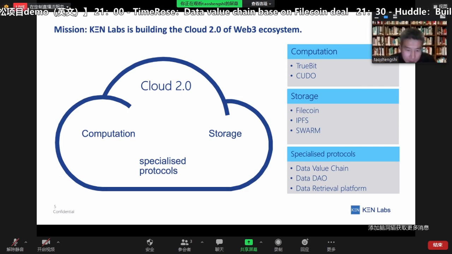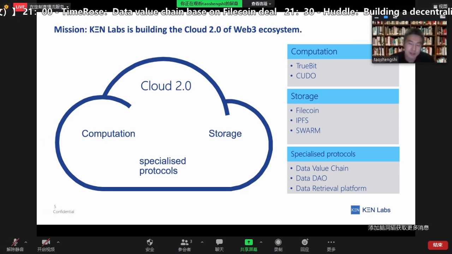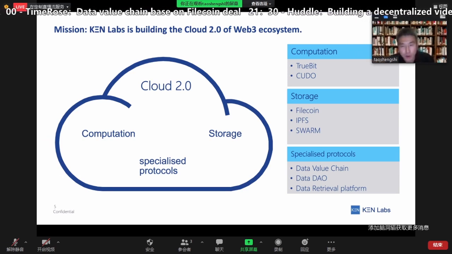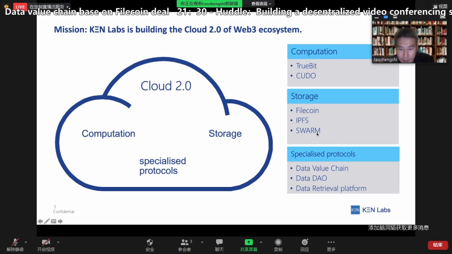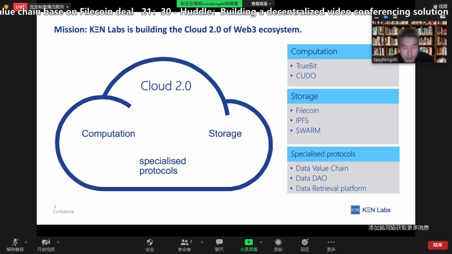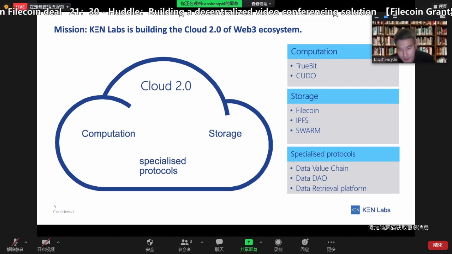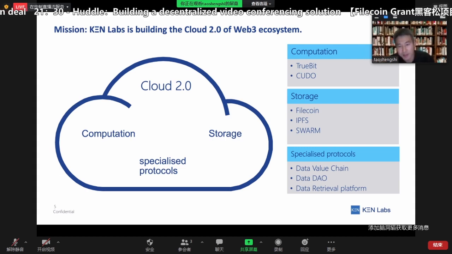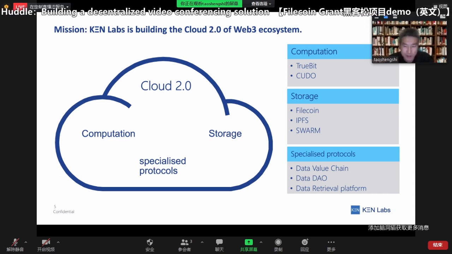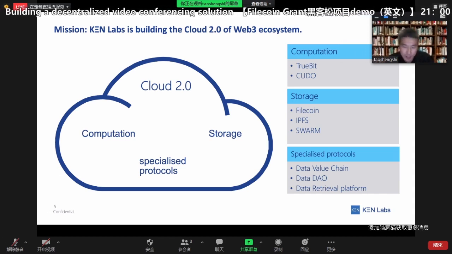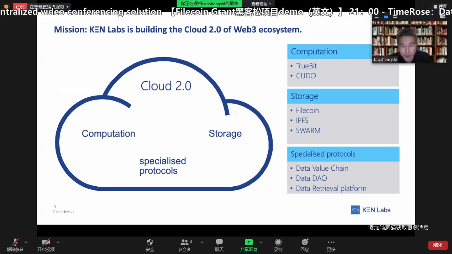In our imagination, the next generation of cloud includes, for example, Two-bit, the CUDA project, Filecoin, IPFS, Swarm, and also the data value chain, data DAO, and data retrieval platforms. You could think of the next generation data pipeline or data supply chain as made of computation, storage, retrieval protocols, the DAO protocol and this new kind of value chain. So that is the area Ken Labs focuses on.